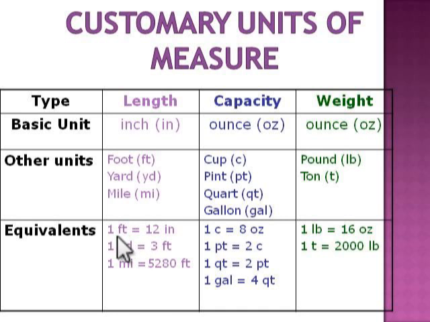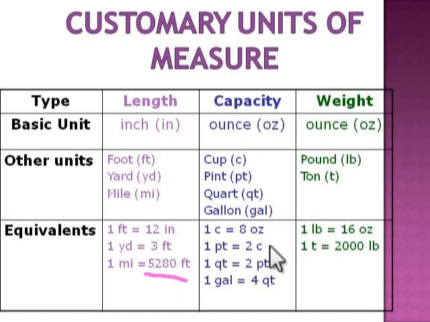So most people know that in 1 foot there are 12 inches, especially if you live in the United States. In 1 yard there are 3 feet, and in 1 mile there are 5,280 feet. This probably is the most difficult one to remember because it's this random number, and we don't usually keep that in our brains. For capacity or liquid measure, a cup is 8 ounces.